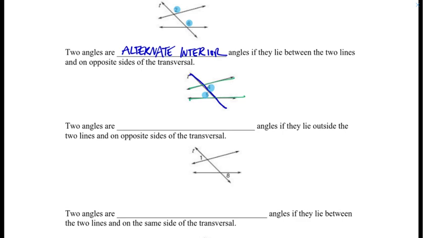Next up, two angles are alternate exterior angles. If they lie outside the two lines and are on opposite sides of the transversal. So this one is very similar to the previous alternate interior, except now we're on the outside of those two lines that our transversal is cutting through. So we are on opposite sides of the transversal. You can see angle 1 is on the left, angle 8 is on the right, and you can see that we are outside of those two lines. So we call them alternate exterior angles.